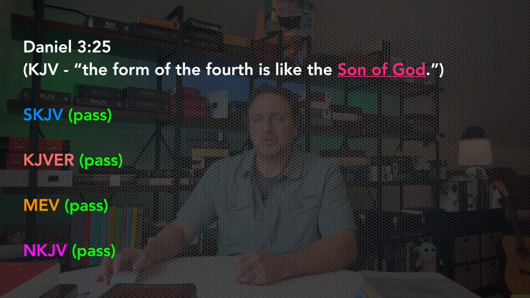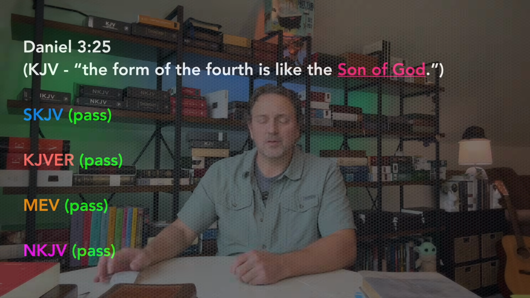And then Daniel 3:25, "The form of the fourth is like the Son of God." Now all of these pass. There is some debate on this because in modern versions, it doesn't say the Son of God. It says the Son, well, some say the Son of a God, and some say Son of the gods. But anyway, these were all a pass. I thought I'd include it. I think that might be the only one that all were a pass, and I decided to include it anyway.